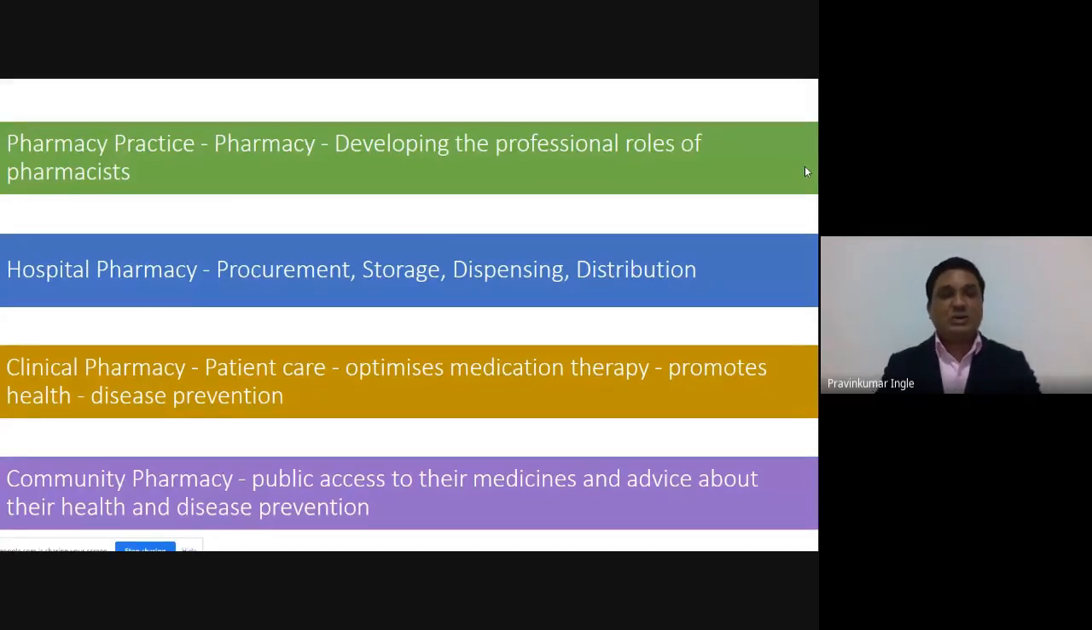If you're thinking about hospital pharmacy, it mainly comes with the procurement, storage, dispensing, and distribution of medicine. Clinical pharmacy is mainly patient care oriented, and it includes optimizing medication therapy and promoting health and disease prevention. You can see the role of clinical pharmacists is to optimize medication therapy, so it should be evidence based and outcome based. It's all about the positive outcome.